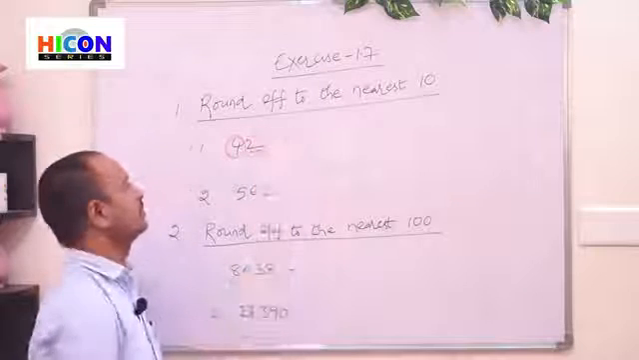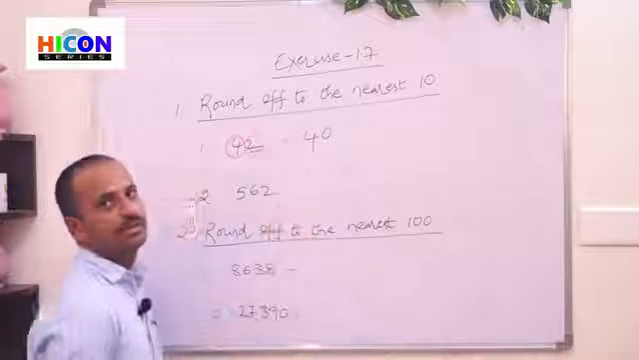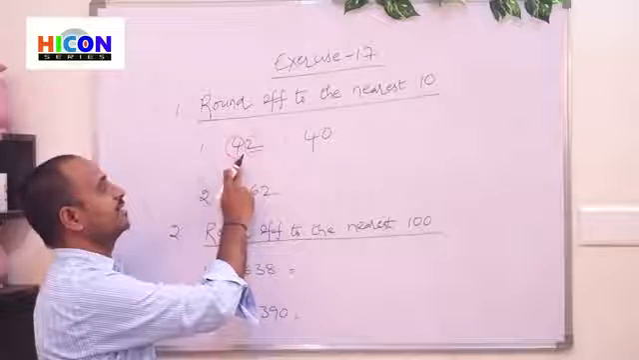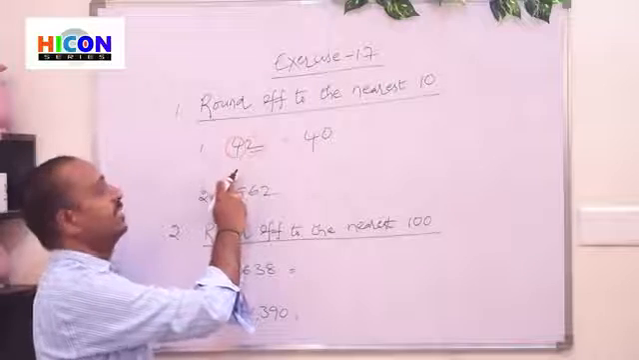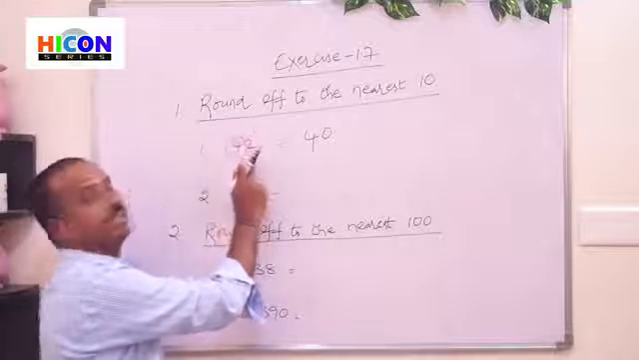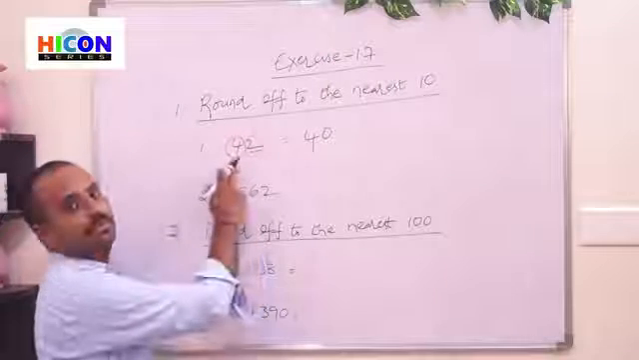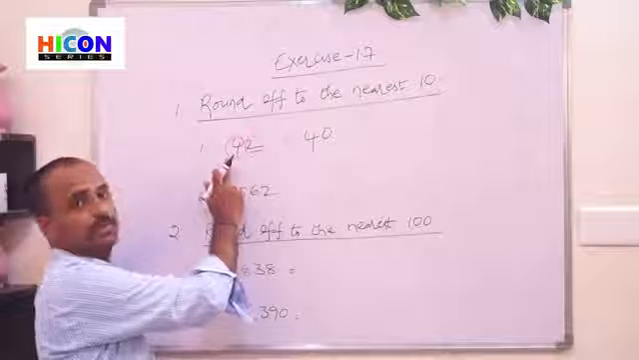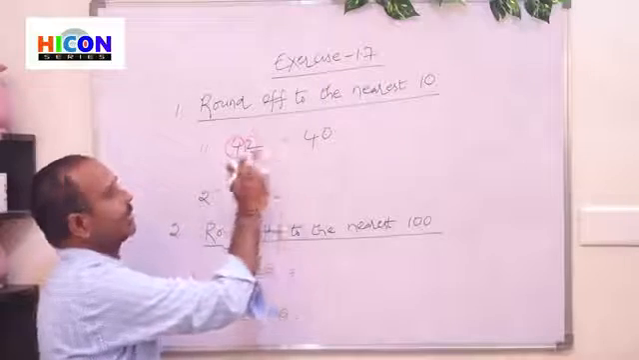So the answer becomes 40. First identify the digit present in the tens place, that is 4 is present in the tens place, and next identify the next digit. The next digit is 2. If the next digit is less than 5, then keep the same tens. So next digit is 2 and it is less than 5. So keep the same tens, that is 4, and write the zeros for the remaining digits.